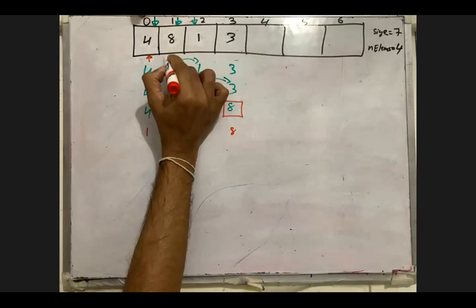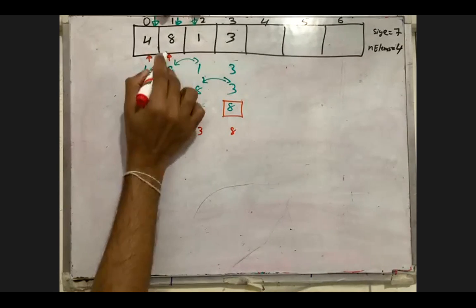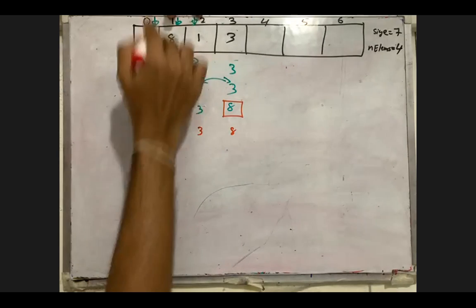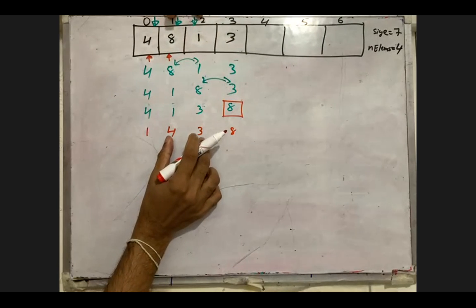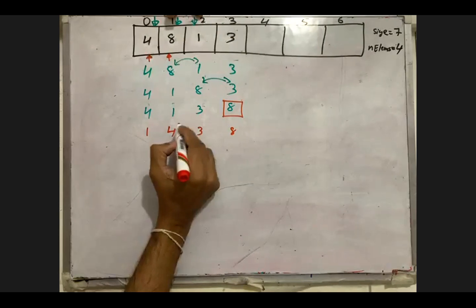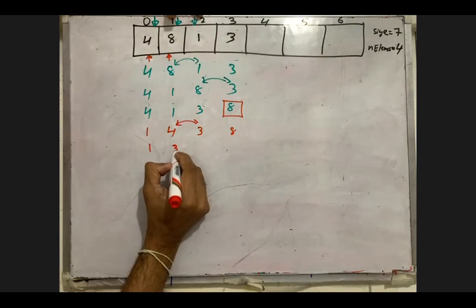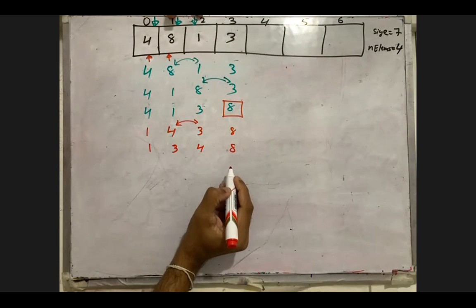Then go to the next one. When you come to the next one, you have to check the next one. So this one and the next one. That means 4 and 3. 3 is smallest. Yes, you need to swap. Then 1, 3, 4, 8.